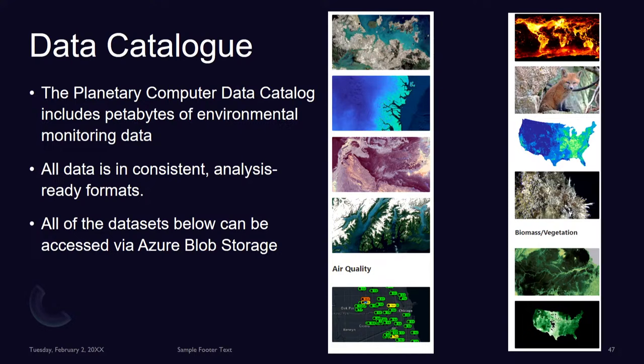Now you can see these are the different data sets available on the Microsoft Planetary Computer. The Planetary Computer data catalog includes petabytes of environmental monitoring data and satellite data. All the data is in consistent, analysis-ready formats. Even in Google Earth Engine, all the data is directly ingestible, directly in the analysis-ready format. All of these data sets can be accessed via Azure Blob Storage. Actually, in Microsoft Planetary Computer, the data is stored on Azure Blob Storage.